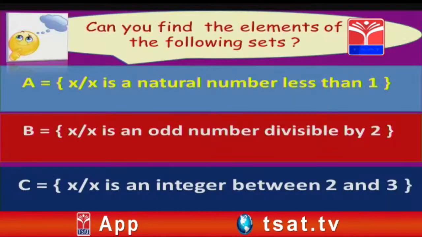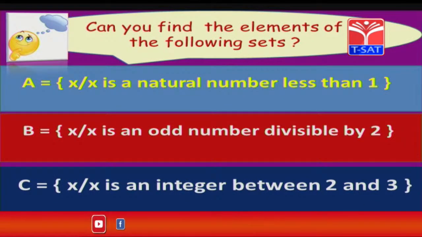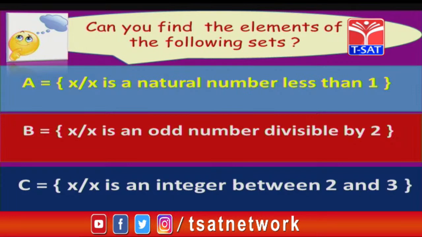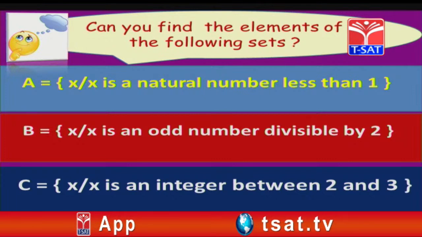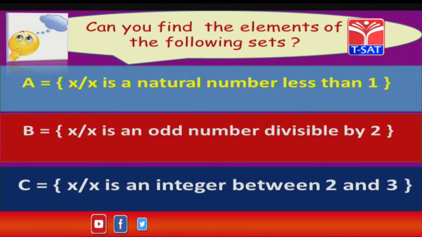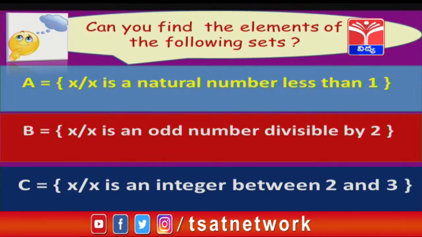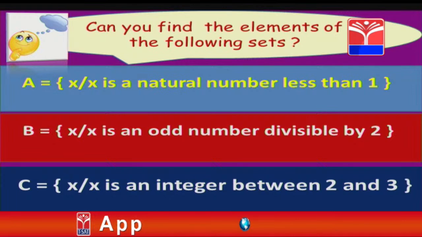Now, let us observe some examples. Can you find the elements of the following sets? Set A is equal to x such that x is a natural number less than 1. Please read and observe carefully. Once again I am reading. A is a set, A is equal to x such that x is a natural number less than 1. Set B is equal to x such that x is an odd number divisible by 2. Set C is equal to x such that x is an integer between 2 and 3. Read them carefully.